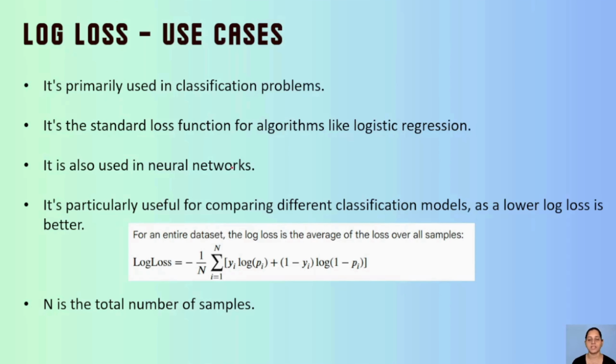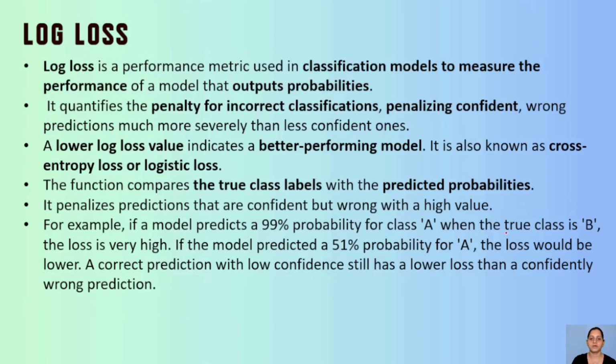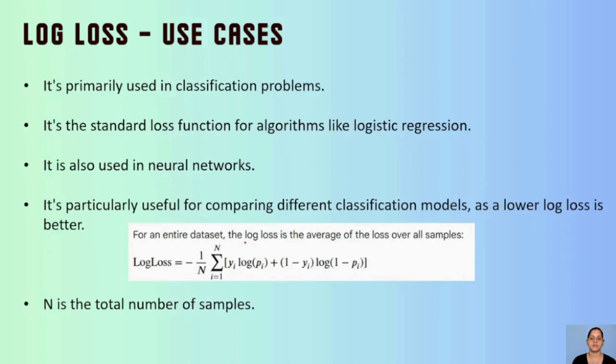In case of logistic regression or a binary classifier, it's getting used. And I already said that it's very helpful in case of neural networks when we're talking about cross entropy loss. There is a very famous term called cross entropy in case of neural networks, and this is the formula for that. For an entire data set, this is the formula. We are calculating the average of losses over all samples.